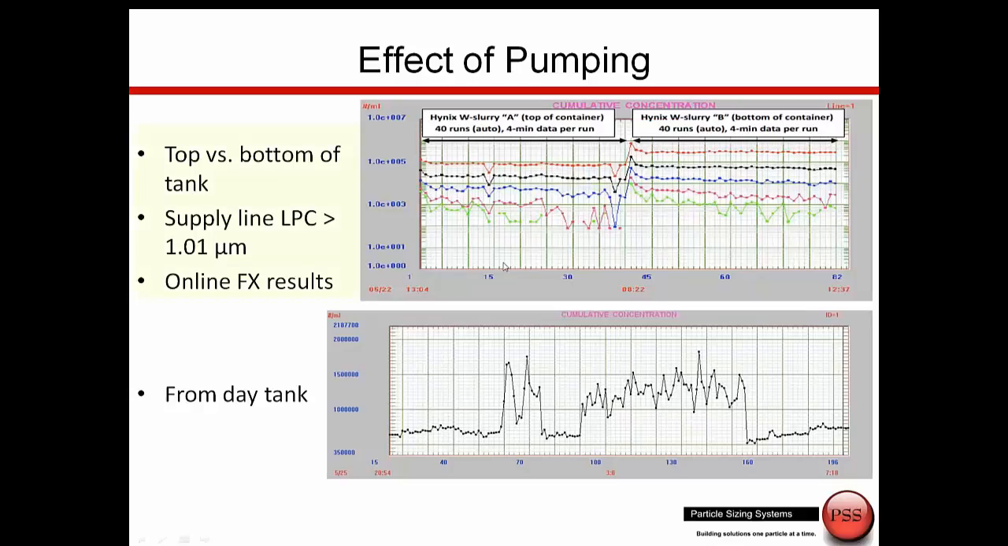A few more studies. This is looking at the top and bottom of a tank, and I've actually heard that in some of these fabs they only use a CMP slurry from the top, maybe 2/3 of the tank, and the bottom they don't use.